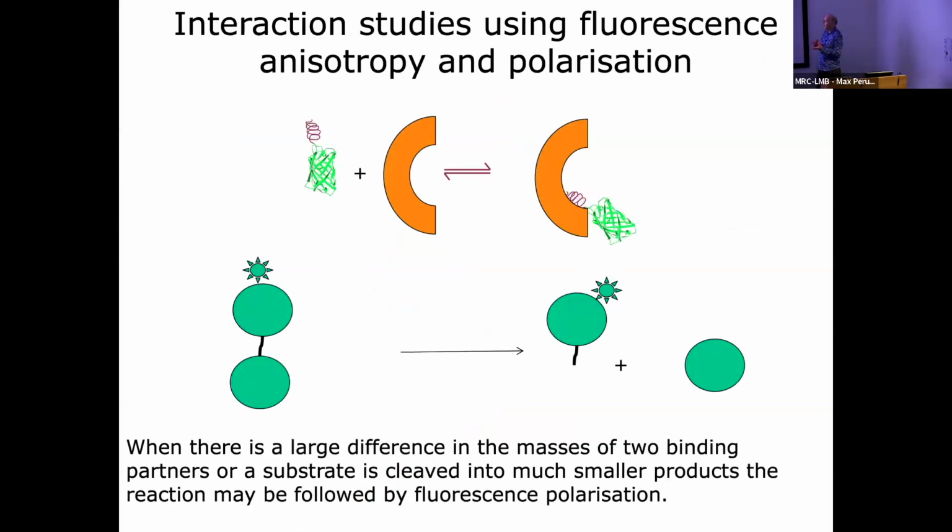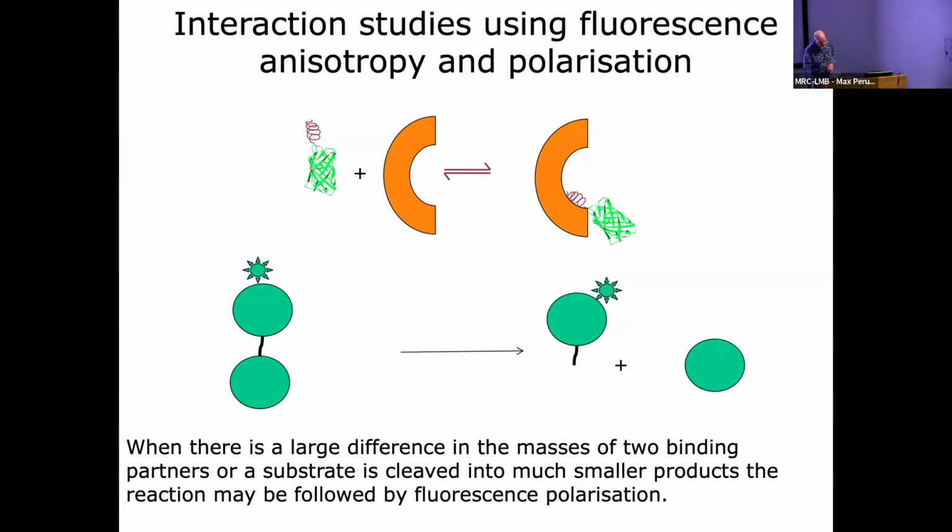Okay, let's move back from unbinding, or back to binding again. If we want to look at interactions, we can use anisotropy and polarization. This tends to be quite a common method because it uses very, very low amounts of labeled material. In lots of processes, you're getting changes in mass, either by things binding to each other or, say, things being cleaved off.